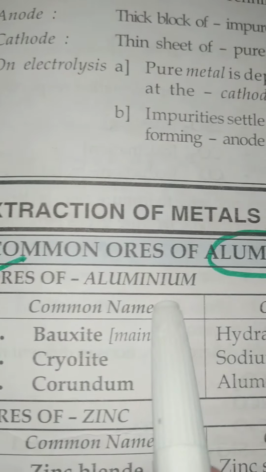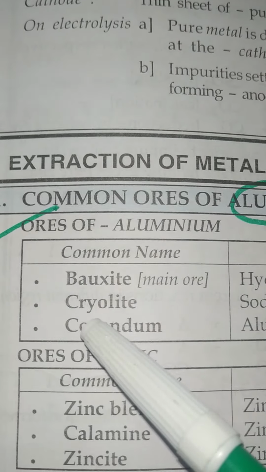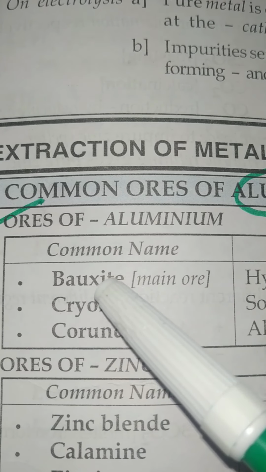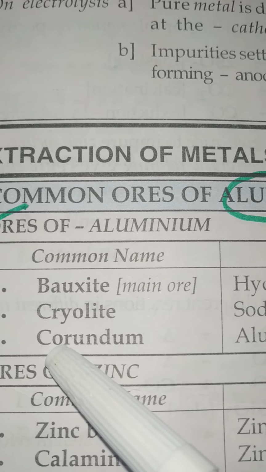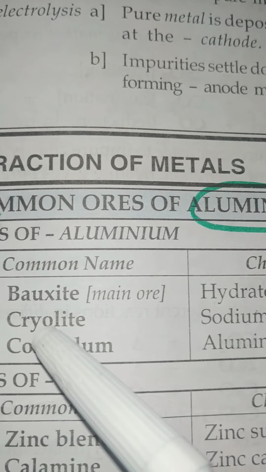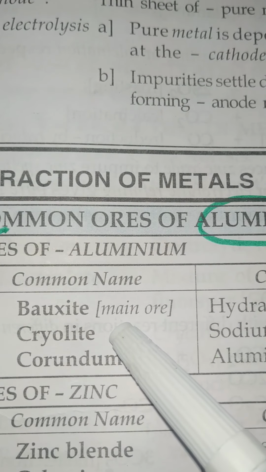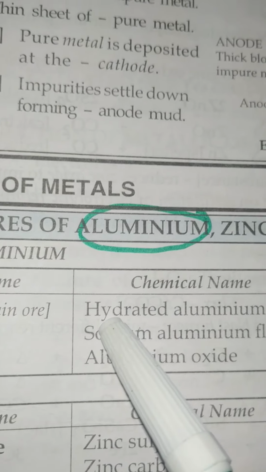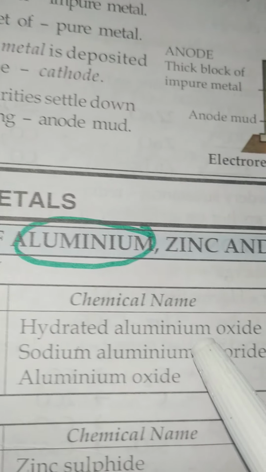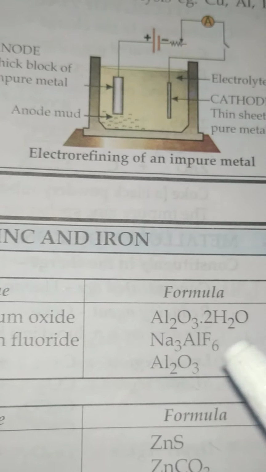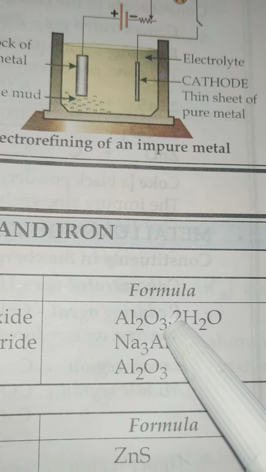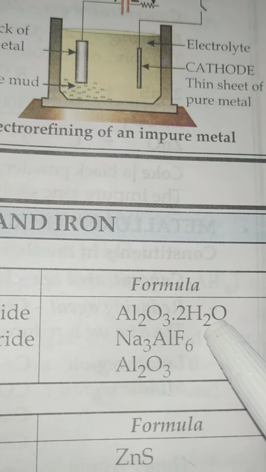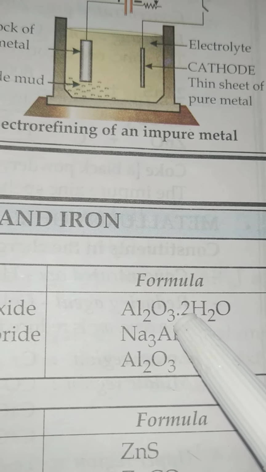Now the common ores of aluminium. The common ores of aluminium are bauxite, cryolite and corundum. Bauxite is the main ore of aluminium and the chemical name of bauxite is hydrated aluminium oxide and the formula is Al2O3.2H2O. This .2H2O represents the water of crystallization.